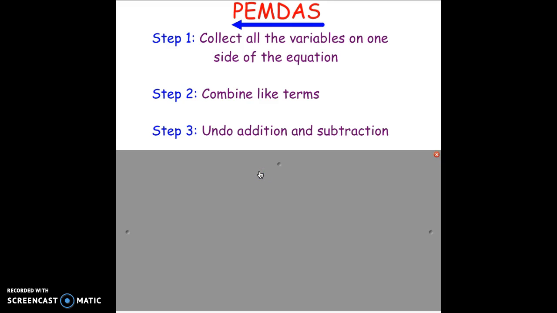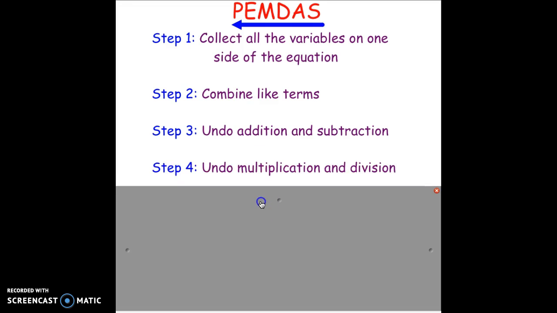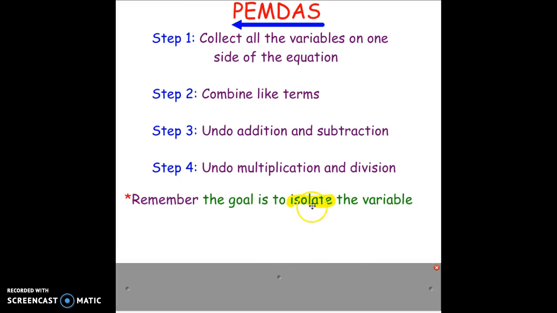Step 3, undo any addition and subtraction that's happening to your variable. And step 4, you need to undo any multiplication or division happening to your variable. Keep in mind the goal is to isolate or get your variable by itself.